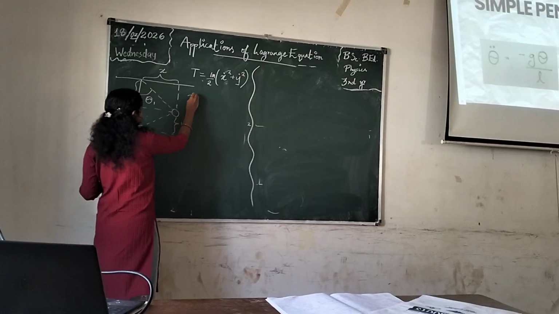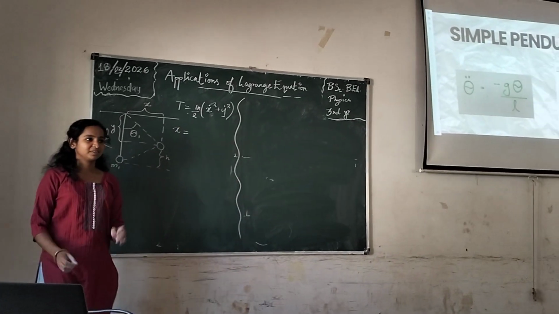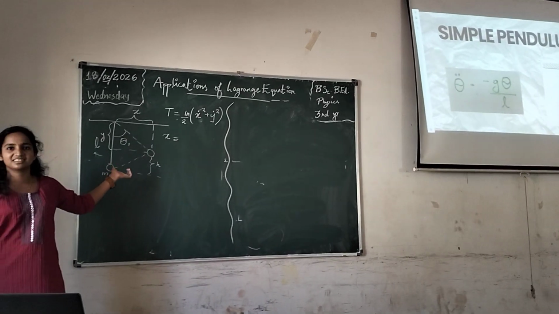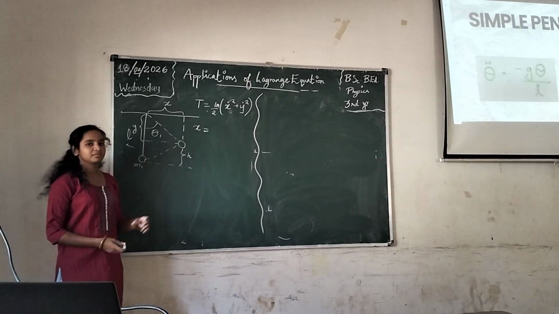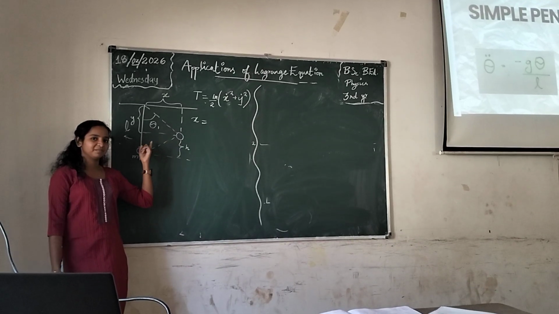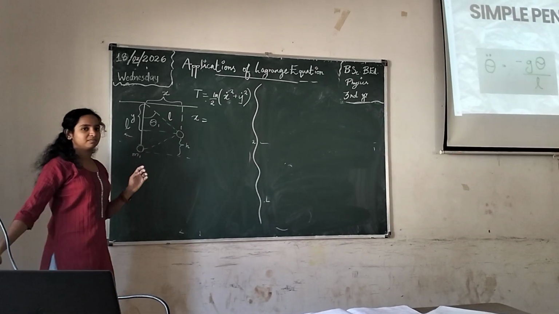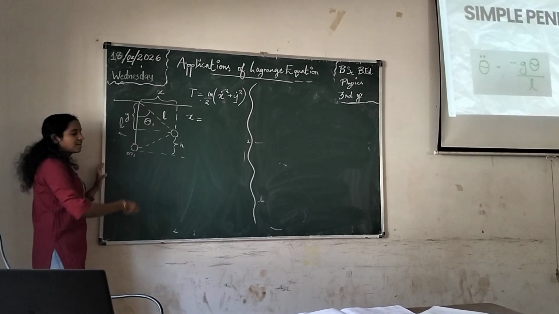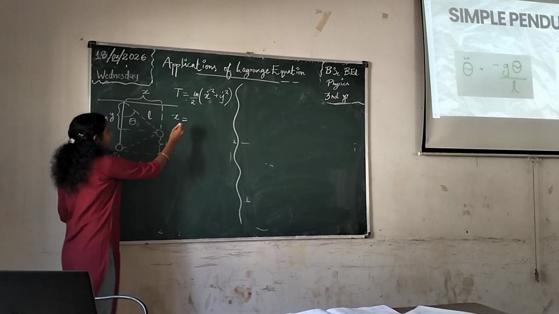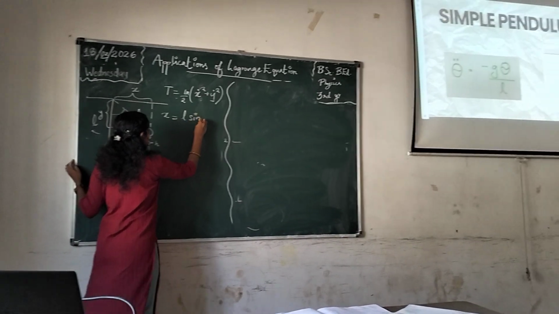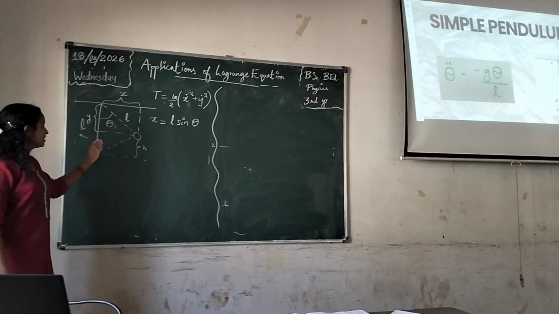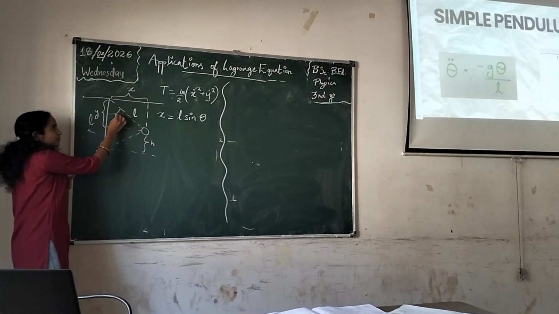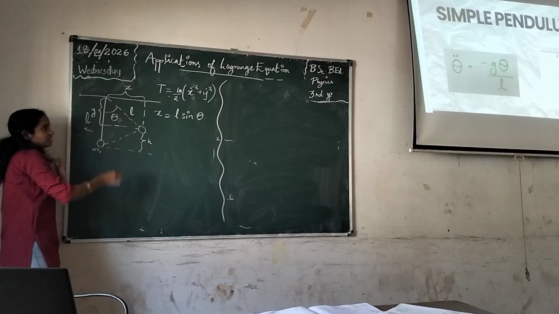Just a moment. What will be x1? Nandana, what will be x1 here? We have theta 1 here. So it will be L sin theta. Why this L sin theta? Because we need to get this distance. This is same as this one. So opposite by adjacent is sine. So it is L sin theta.